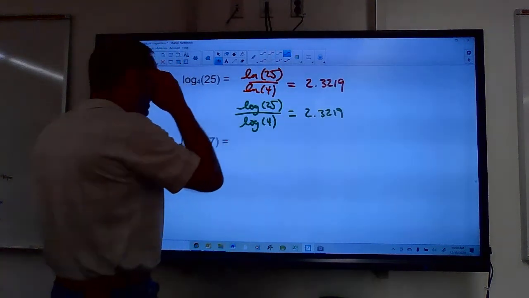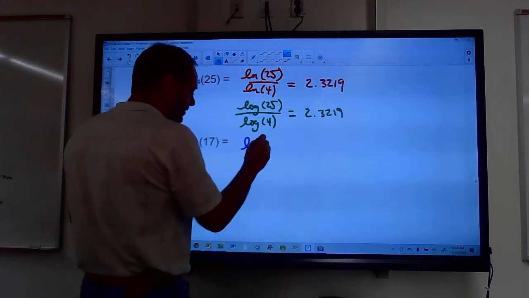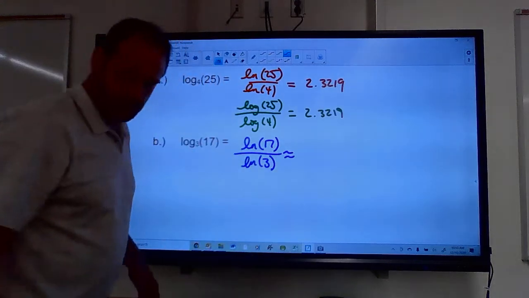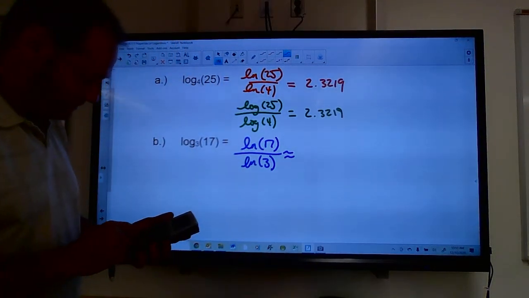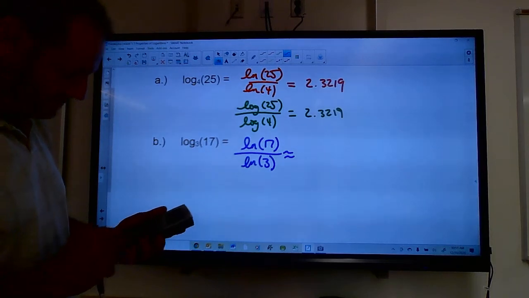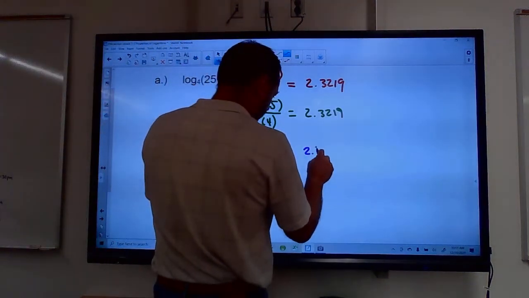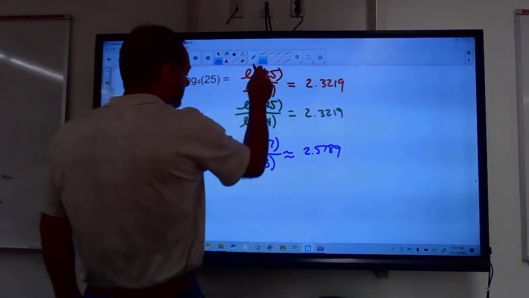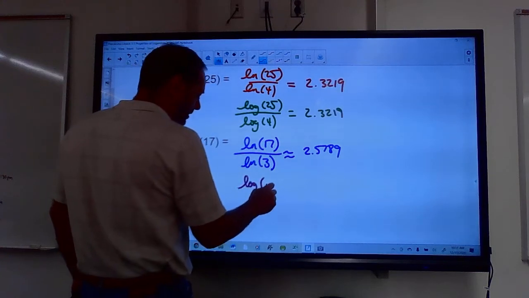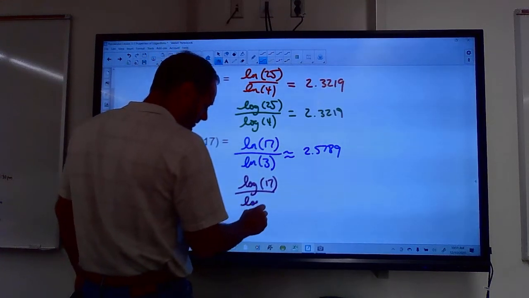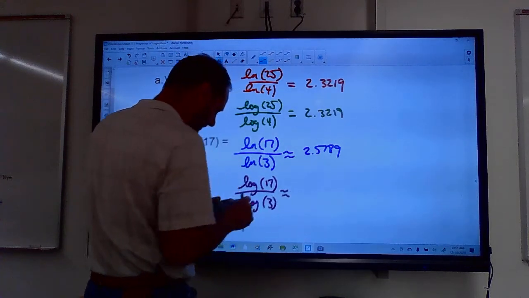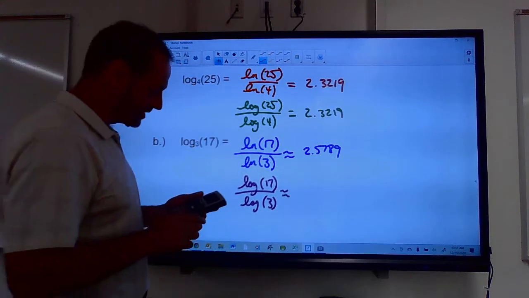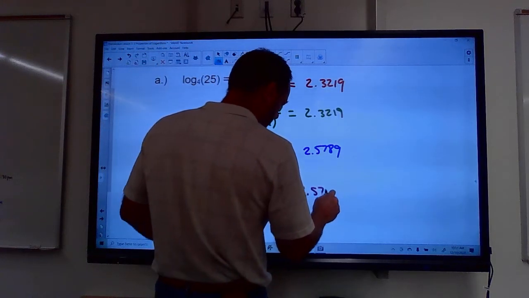Okay, if you do the natural log of 17 divided by the natural log of 3, it comes out to be about 2.5789. If I went ahead and did the log of 17 divided by the log of 3, it's like math magic, it comes out to be 2.5789.